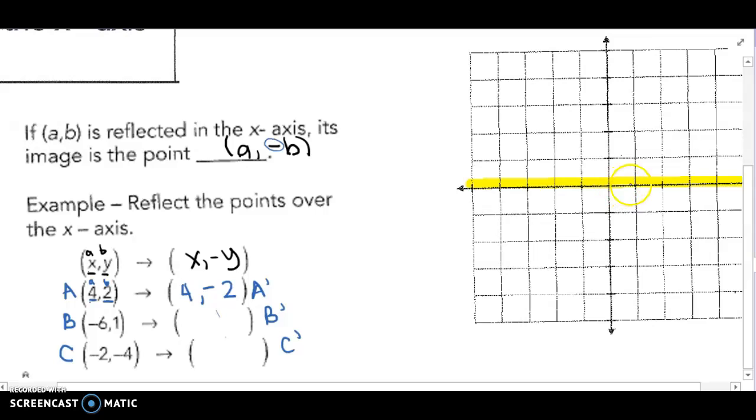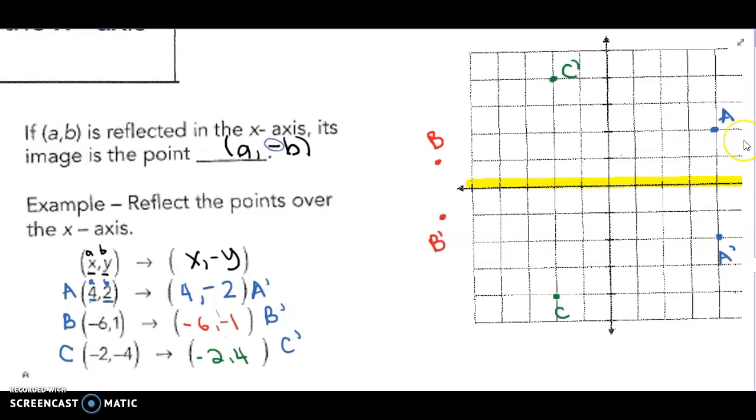So if I plot that, 1, 2, 3, 4, 1, 2, don't forget to name the point. And then I go 1, 2, 3, 4, 1, 2. There's my A prime. So yes, that is a reflection. So go ahead and plot points B and C, and then find the coordinates of B prime and C prime and go ahead and plot those as well.